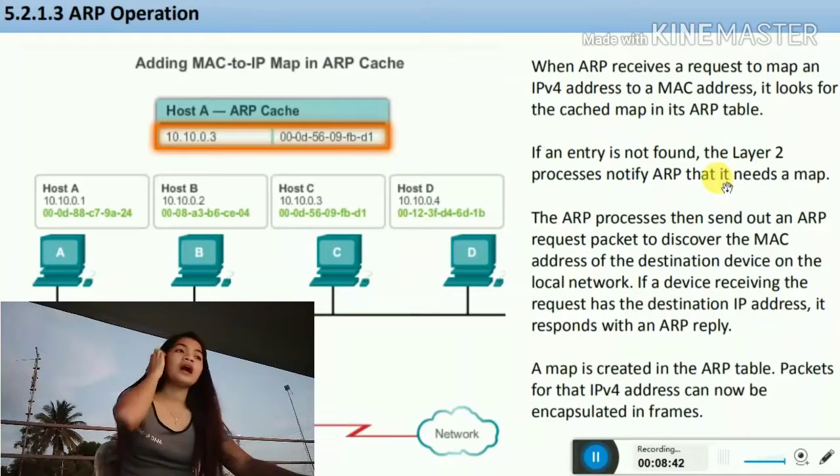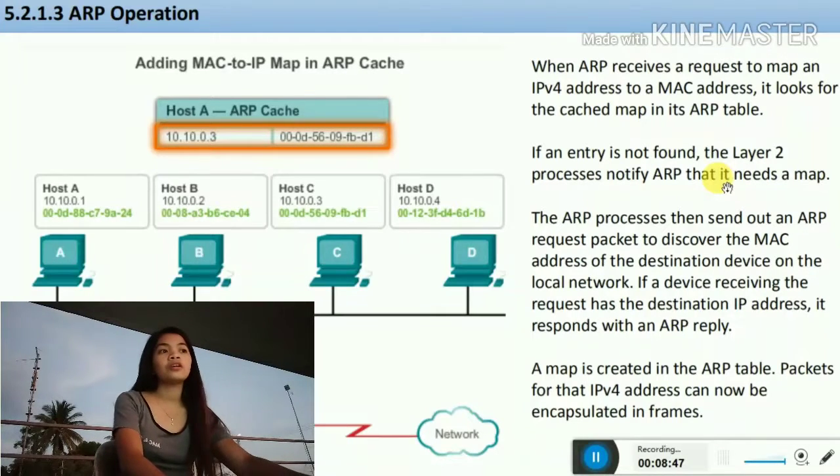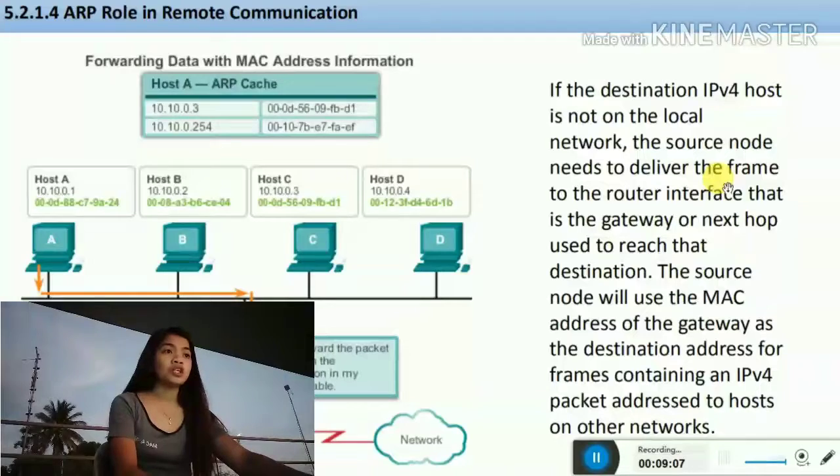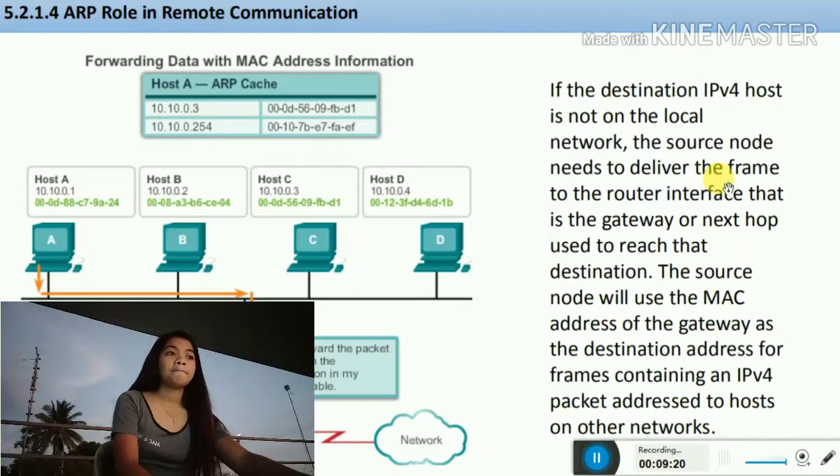If the destination IPv4 host is not on the local network, the source node needs to deliver the frame to the router interface, that is the gateway or next hop used to reach the destination. The source node will use the MAC address of the gateway as the destination address for frames containing an IPv4 packet addressed to hosts on other networks. Commands may also be used to manually remove all or some of the entries in the ARP table. After an entry has been removed, the process for sending an ARP request and receiving an ARP reply must occur again to enter the MAC in the ARP table.